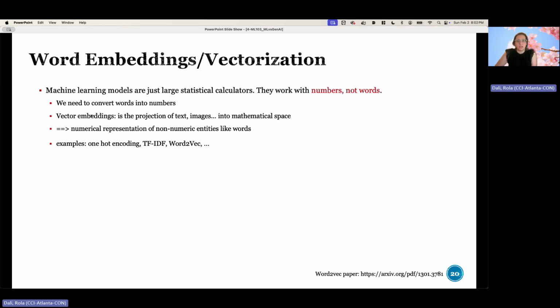So vector embedding, vectorization, embedding are all the same thing. It's really a projection of text or images or whatever your input data is into mathematical space, which means numbers. So again, this is a numerical representation of non-numeric entities. And there are different examples of how we did this across the ages. One-hot encoding, for example, is one way to vectorize a discrete class. TF-IDF, which is term frequency, inverse document frequency, was one way we did it before. Word2Vec is really cool. Here's the paper.